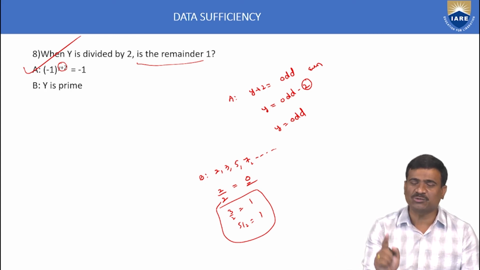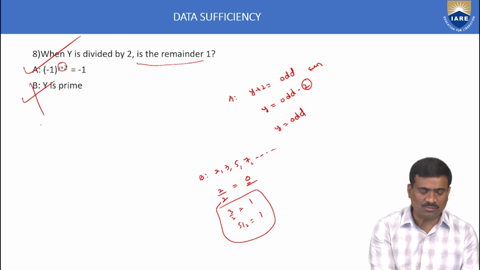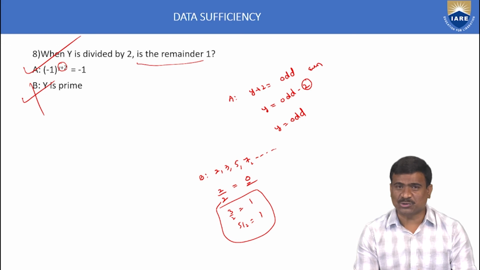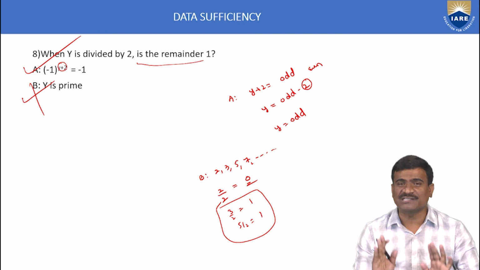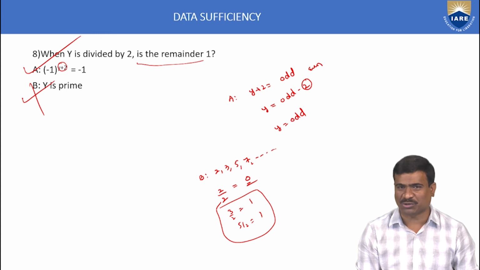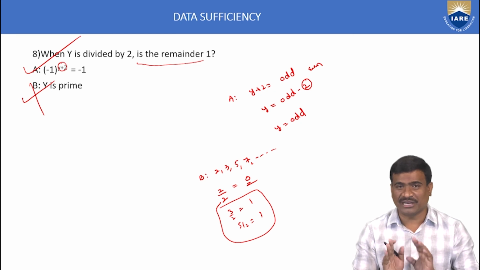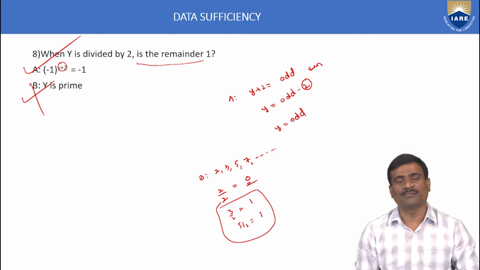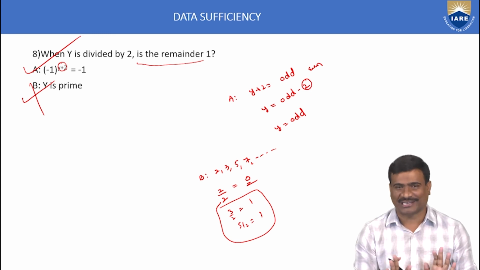But 2 is a prime number, and 2 divided by 2 gives remainder 0. Statement B implies that multiple solutions exist, so B alone is not sufficient. Except 2, the remainder is always 1, but 2 is a prime number, and 2 divided by 2 gives remainder 0. Statement B implies that 0, 1, or 2 possible solutions exist, but data sufficiency needs exactly one unique solution, not multiple solutions. Therefore, B alone is not sufficient. Option A only is correct.